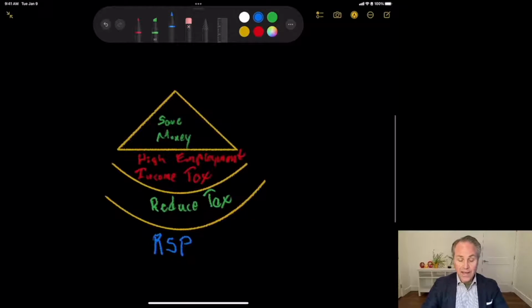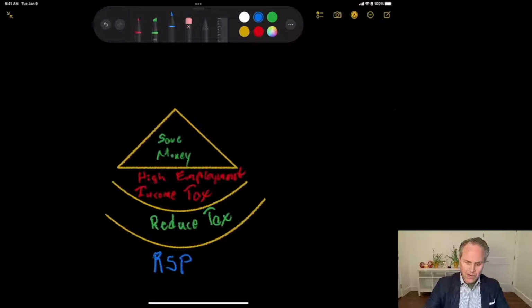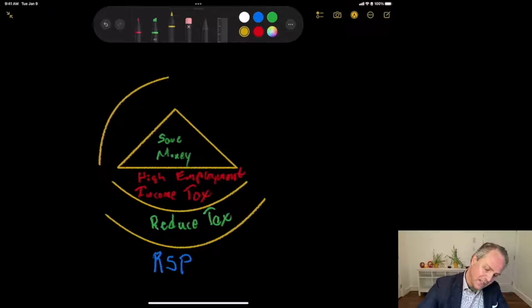So again, we want to be very specific about what the problem is. If we really nail the problem, then we're going to be able to figure out the solution and the tool that makes sense. So what about another case? So we're going to look at the problem. It's going to be a slightly different problem. So this is high employment income tax. What if right now that's not our problem. We don't have high employment income tax.